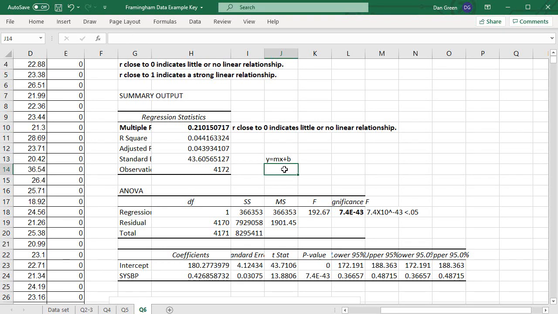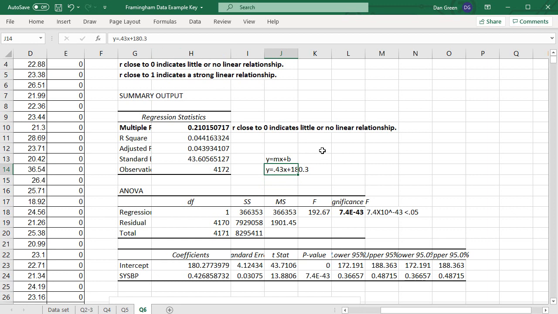So for our line, our equation is going to be y equals, and then our slope is right here. Let's round to 2 decimal places. So let's do 0.43x. And then here's our y-intercept, plus 180.3. So y equals 0.43x plus 180.3 is our regression equation.